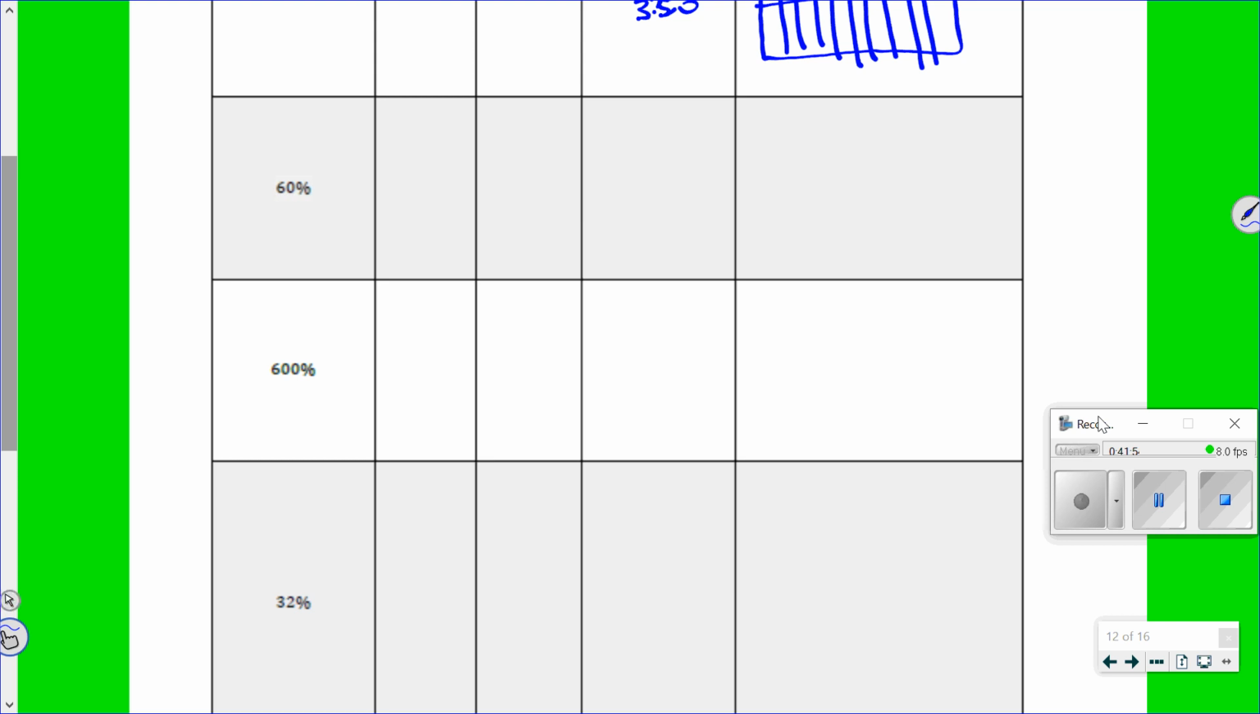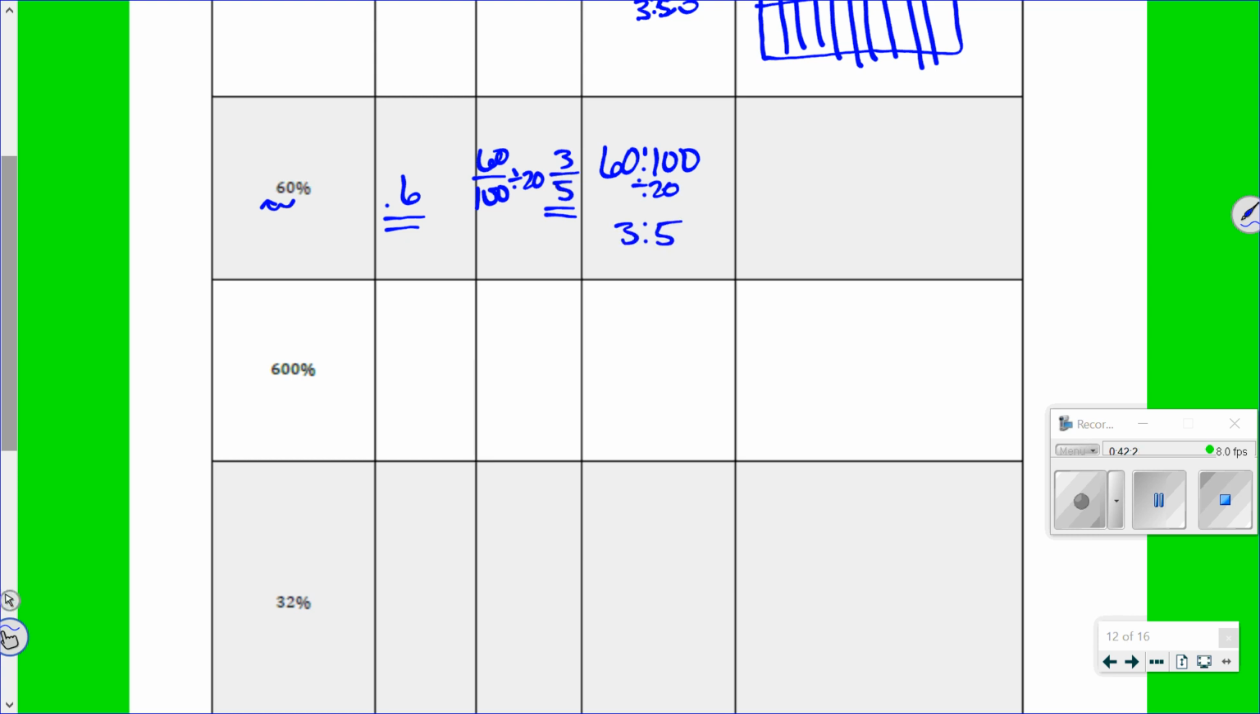So 60%, changing it to a decimal. Move it twice, 0.60. Turning it into a fraction, 60 over 100. I can divide both those by 20, gives me 3 over 5. I can do the ratio, 60 to 100, which simplifies to 3 to 5.